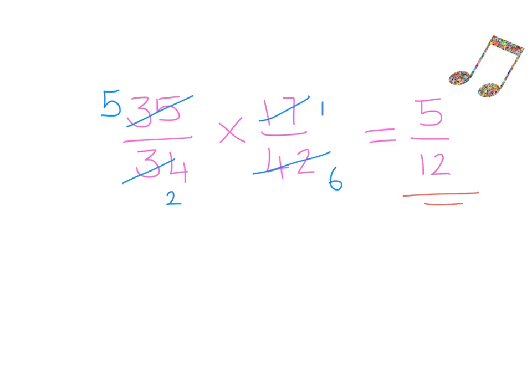Okay, I hope that's helpful. So remember the rules. We multiply the numerators. That becomes our new numerator. We multiply the denominators to become our new denominator. We always simplify. If we can simplify before we multiply, it makes the calculations easier for us.